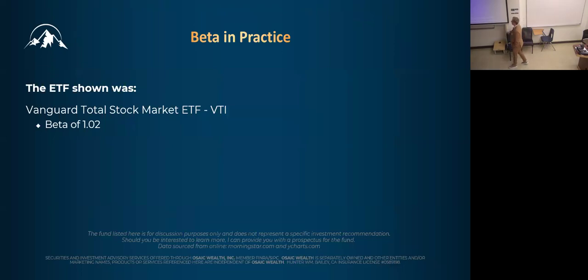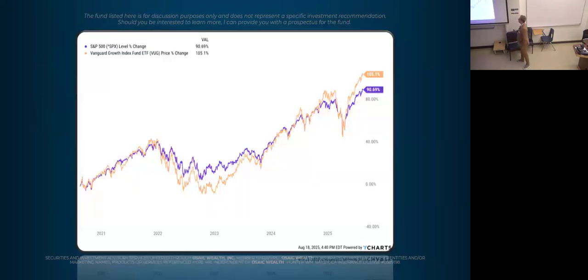So obviously that was the total stock market ETF with a beta of 1.2. And now we're going to look at one more. So again, remember that the purple line is the S&P 500 and the orange line is our ETF that we're looking at. Now I want to ask, how many people think the beta is higher?